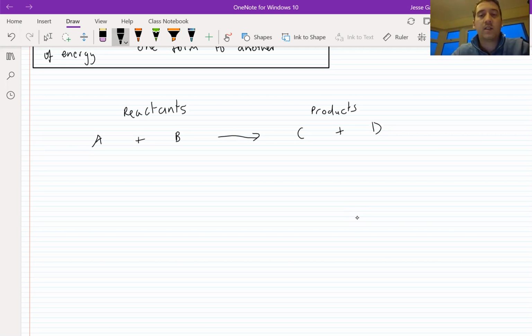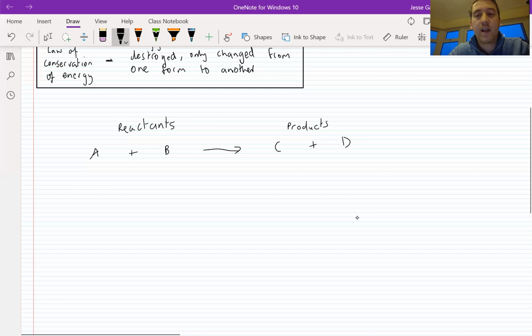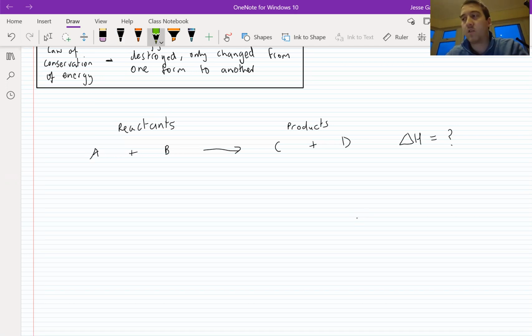Now, we know that this reaction is going to have an energy change, or what we call a delta H, which means delta means change and H means heat. And heat is a type of energy, and this reaction is going to have a delta H. The question is, well, how much is delta H? What's the number? What's the value? And of course, it depends on what's going on in the reaction.